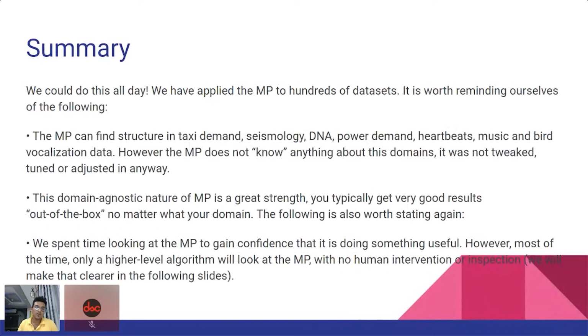So it is independent of the domain that it works on, and it works so perfectly on almost all data sets that there is, which is to find out some insights and some patterns in the data set. And this is the most beautiful thing about matrix profile.